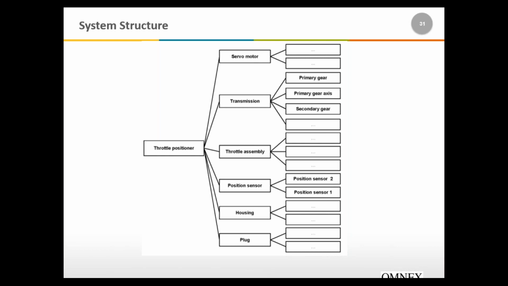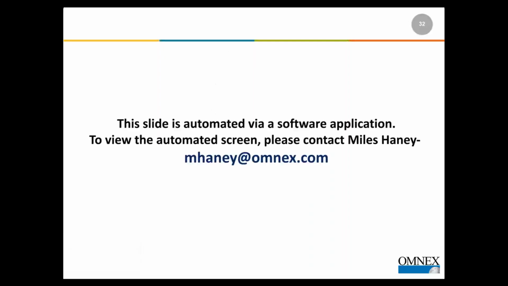Great. Greg, one point I want to make is that when you do the system structure, you have to decide, are you going to focus on the servo motor, transmission, throttle assembly, and then that becomes your focus element. Then what's on the left, the throttle positioner, becomes a higher level, and everything to the right, for example, in the transmission, the primary gear axis and secondary gear, become the lower level elements. So the lower level elements don't have to just be 1, but the focus element is only 1. Yeah, by definition. Right. Great.